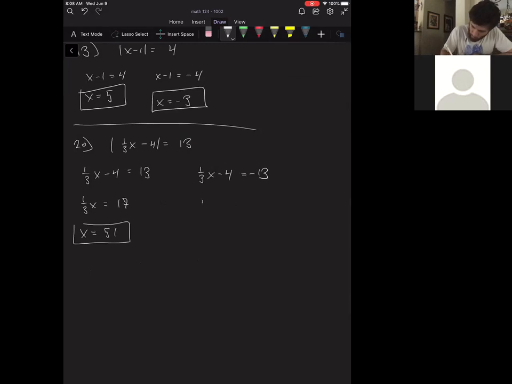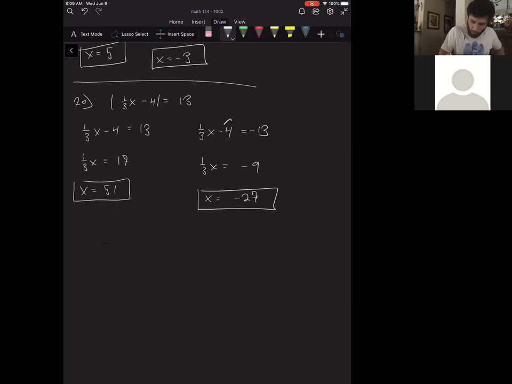And over here, we add the 4 over. 1/3 x is equal to minus 7. Multiply by the 3, x is equal to minus 21. Oh, wait, did I make a mistake here? Should have minus 27. What's going on here? Oh, that's a 9. Sorry, this is a minus 9, not a minus 7. And this would make this a minus 27. Okay. Because when you add 4 over to the right-hand side, minus 13 plus 4 is minus 9, not minus 7.